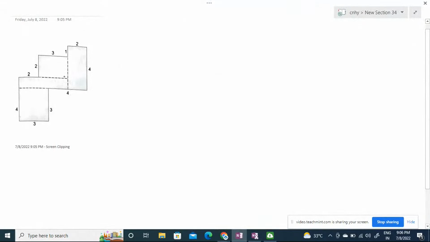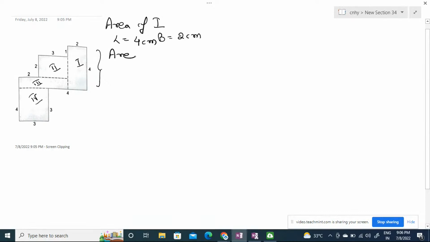Now, here the boxes are given to us. This is the first box, this is the second box, third box, and fourth box. Area of the first box. Length is equal to, this is overall 4, and breadth is equal to 2 centimeter.